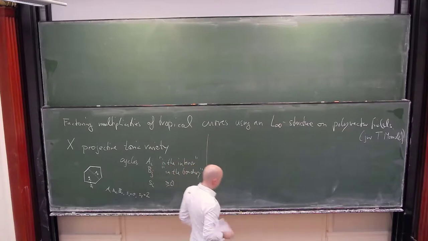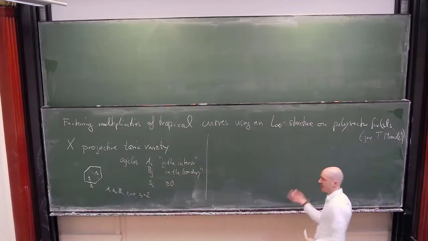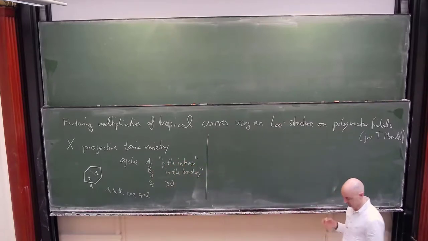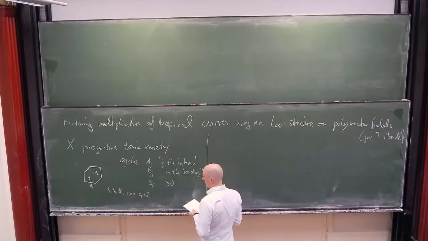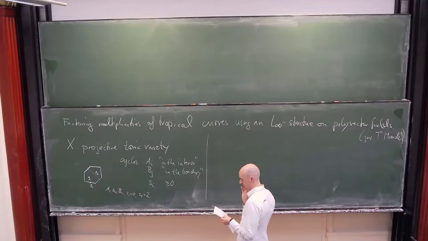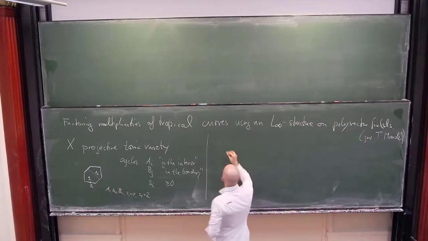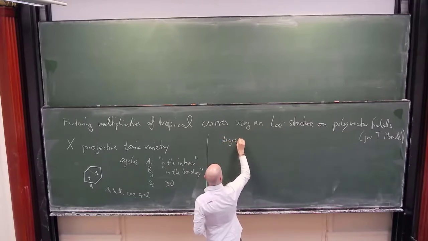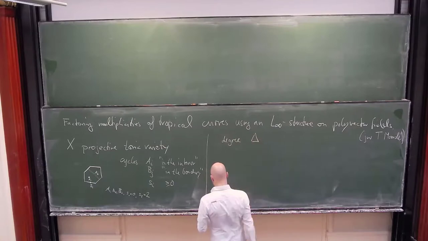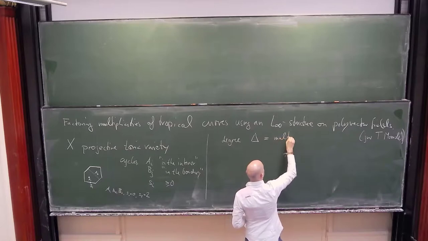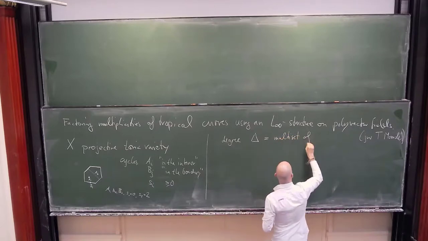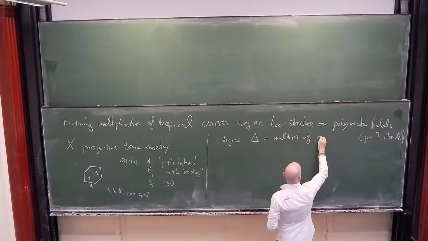So these are the algebraic conditions, and you can ask yourself how many curves there are. Okay. It's a Gromov-Witten problem. But I also need to tell the degree. So I said genus zero, but the degree is also still something I need to fix. The degree, what we call delta. This is a multiset of rays in the fan of the toric variety.